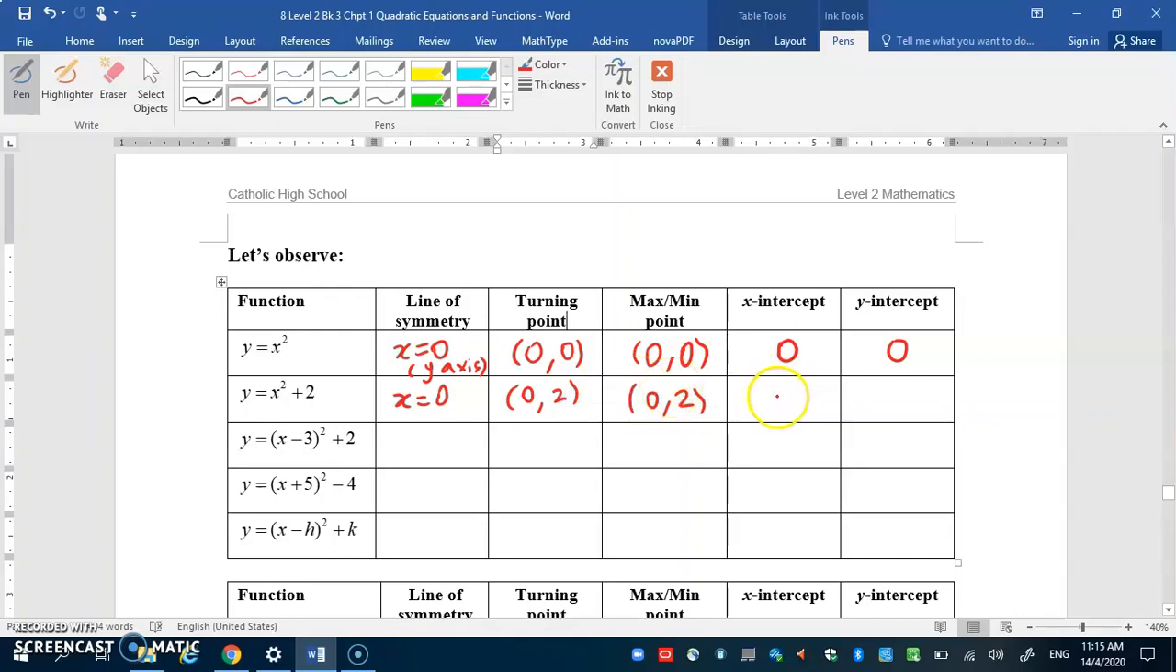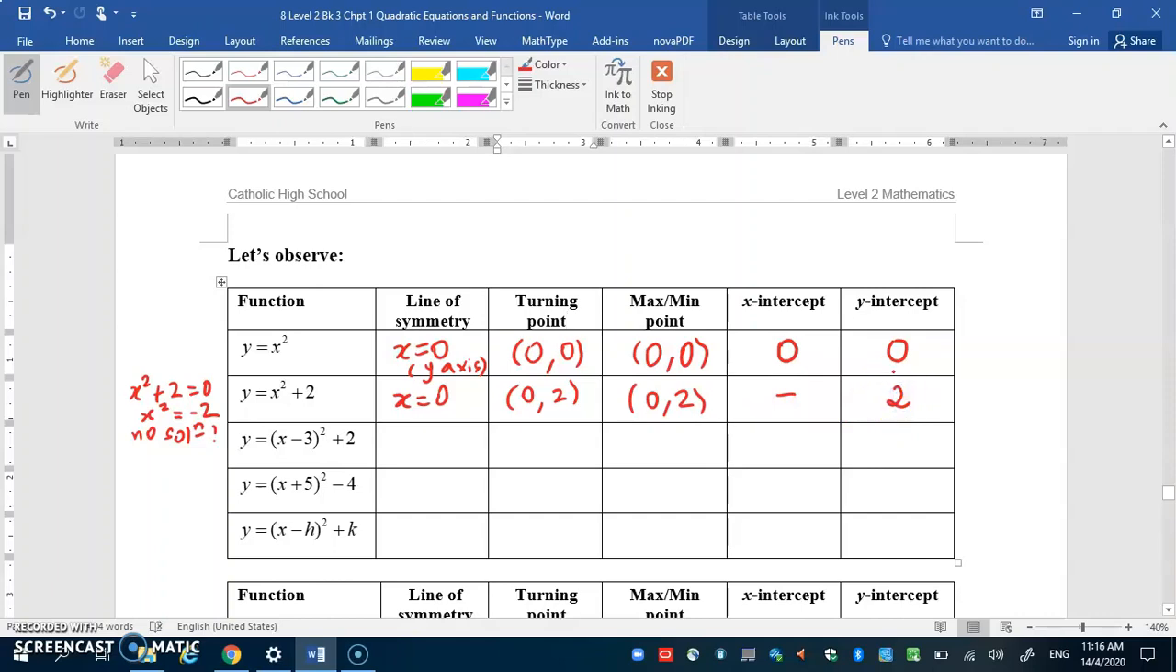The x-intercept, there was actually nothing. There was no x-intercept at all, because when you sub in y is 0 here, x squared will be equal to, let me just do it at the side, x squared will be equal to negative 2, which cannot be solved, right? When you take square root on both sides, you cannot take the square root of a negative number. So basically there's no solution. No solution means that the graph does not even cut the x-axis. So there is no x-intercept, but there was a y-intercept, and the y-intercept is 2.